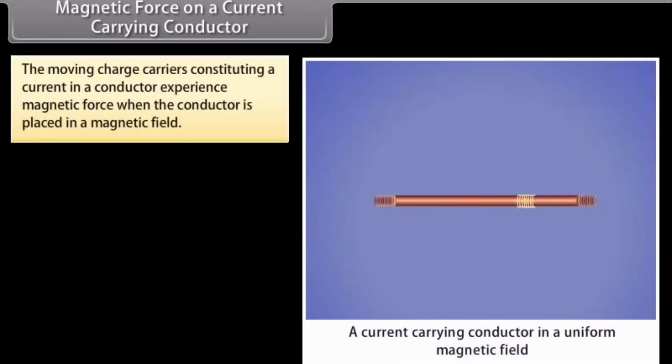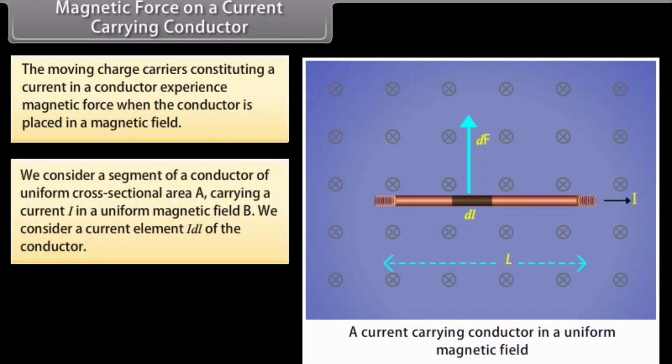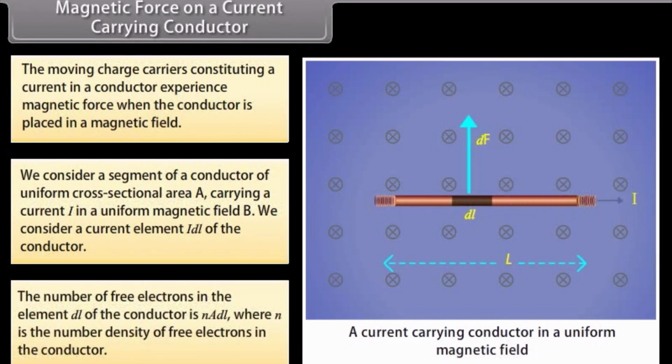Magnetic force on a current-carrying conductor. The moving charge carriers constituting a current in a conductor experience magnetic force when the conductor is placed in a magnetic field. We consider a segment of a conductor of uniform cross-sectional area A carrying a current I in a uniform magnetic field B. We consider a current element I dl of the conductor. The number of free electrons in the element dl of the conductor is nA dl, where n is the number density of free electrons in the conductor.